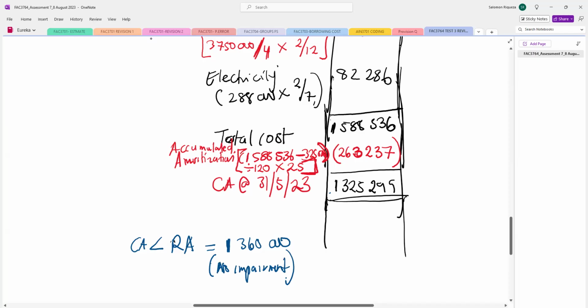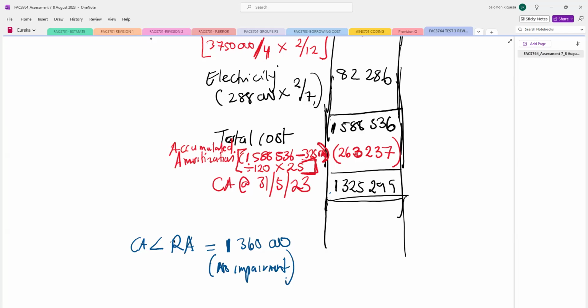The carrying amount is 1,325,000, while the recoverable amount is 1,360,000. Okay, so it's not an impairment. And there was no previous impairment which we can reverse. Reversal of impairment only happens if there was a previous impairment. If there was no previous impairment, we do not reverse anything. And in this case, there is no impairment.